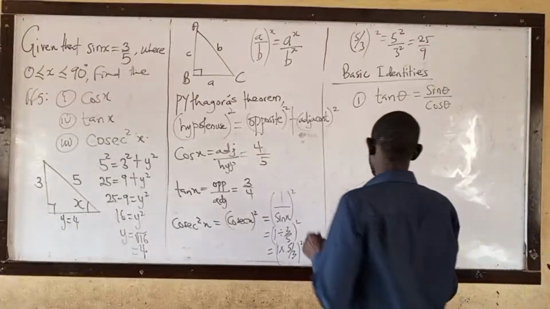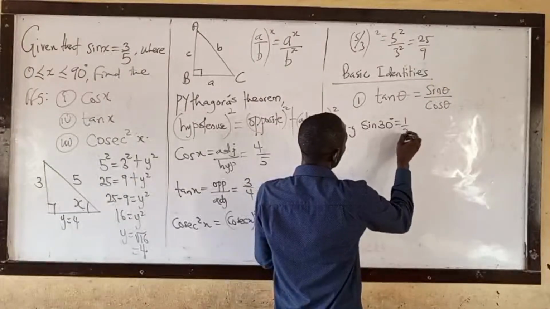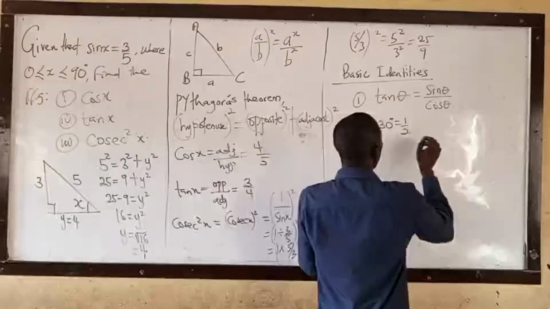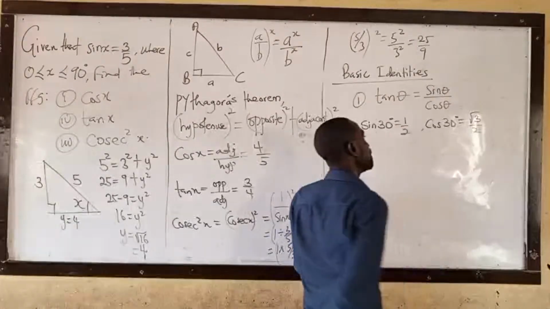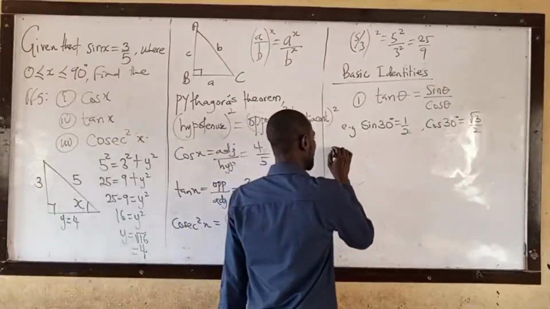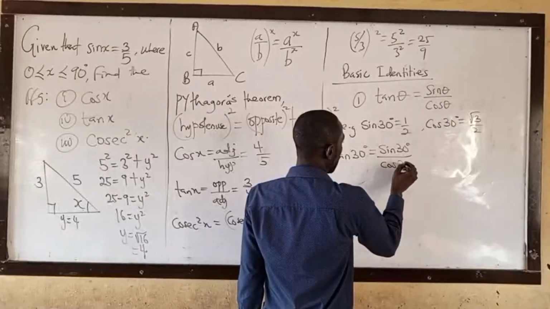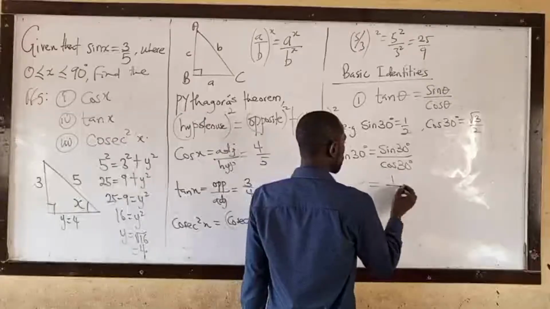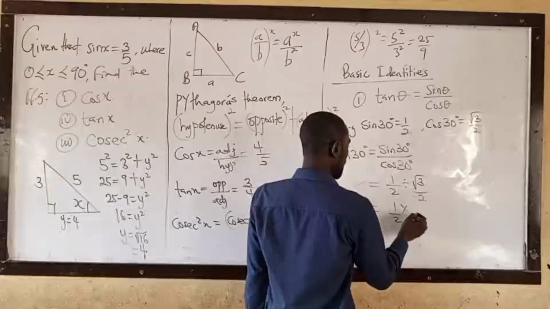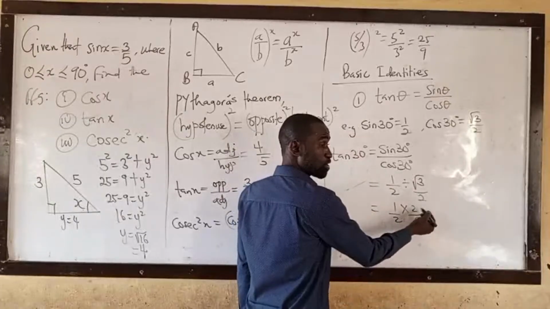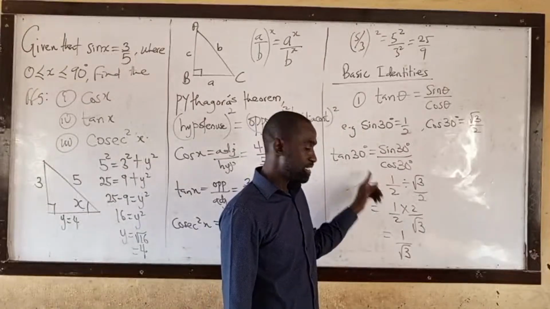For example, look at this. E.g. look at sin 30 equals 1 over 2. Cos 30 equals root 3 over 2. What's now tan 30? I'll just say tan 30 equals sin 30 all over cos of 30. And that will give us 1 over 2 divided by root 3 over 2. This will now be 1 over 2 times 2 over root 3. 2 cancel out 2. That will be 1 over root 3. And when you punch your calculator, the value of tan 30 is 1 over root 3.